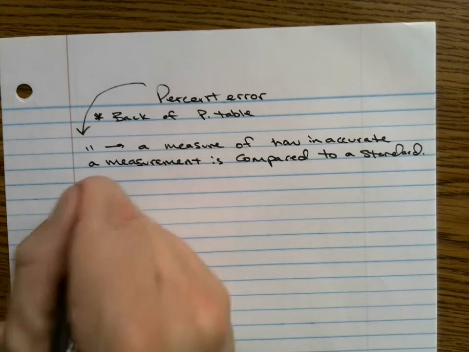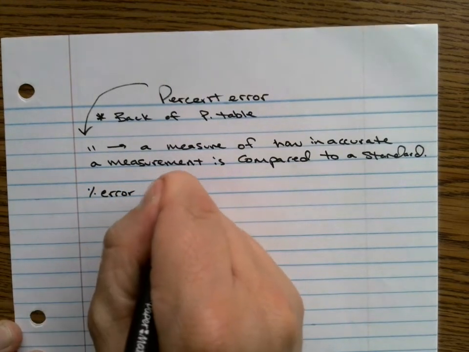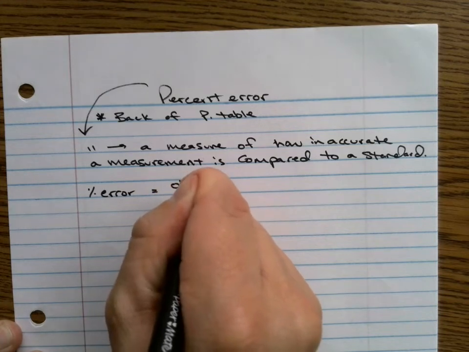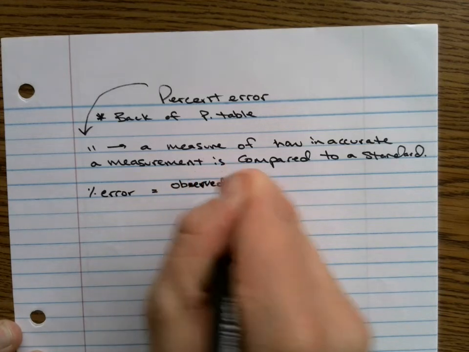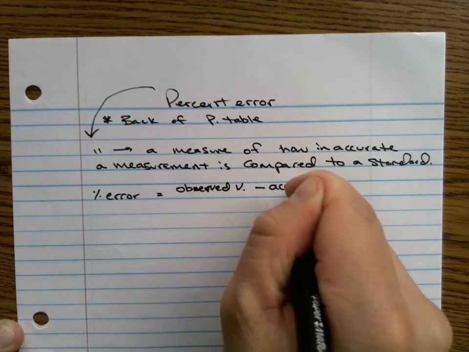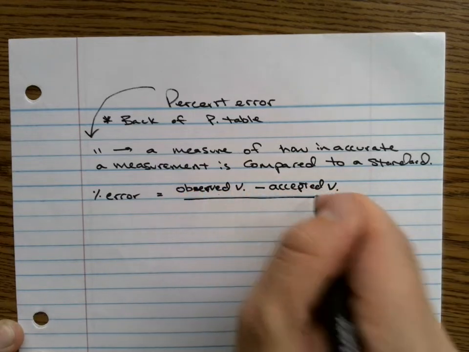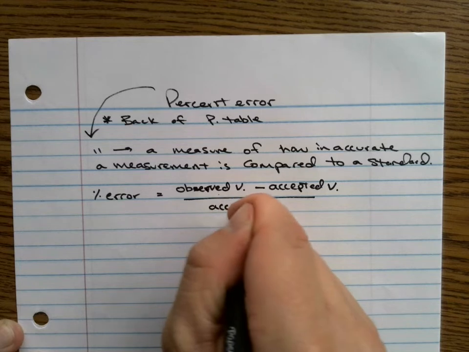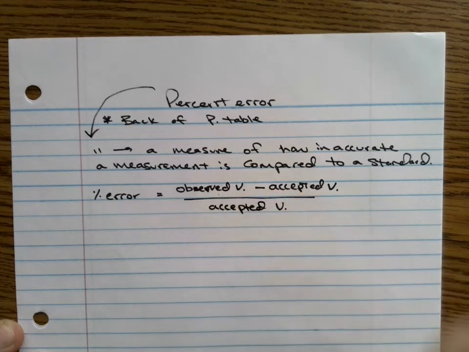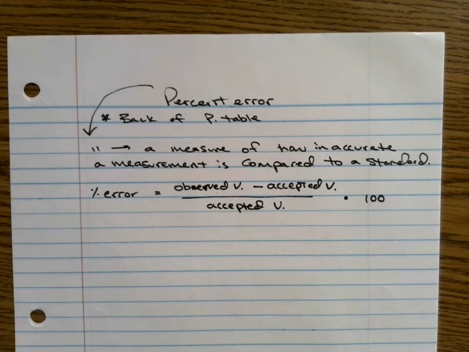The formula we use is percent error is equal to your observed value minus the accepted value, and then we divide that by our accepted value. And then we multiply the whole thing by 100 because we want it to reflect a percentage. So let's do an example to illustrate how we apply this formula.